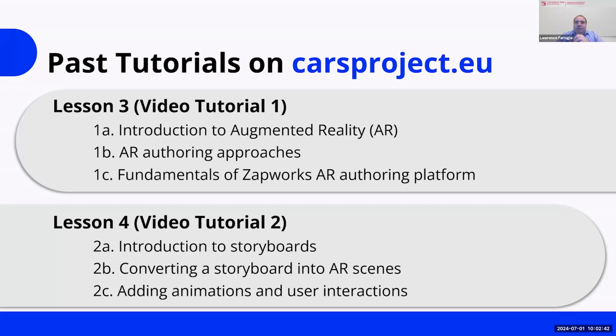In the second video tutorial, which is lesson 4 in this course, we looked at storyboards. We identified the importance of storyboards and underscored how storyboards can help us identify what assets we need in every scene, as well as establish the logical sequence of scenes. We looked at an example of a storyboard and how this was translated into a series of augmented reality scenes. And we also looked at animations and user interaction.